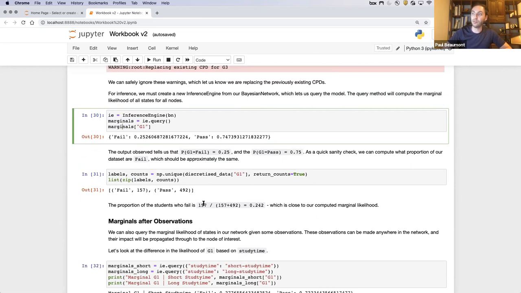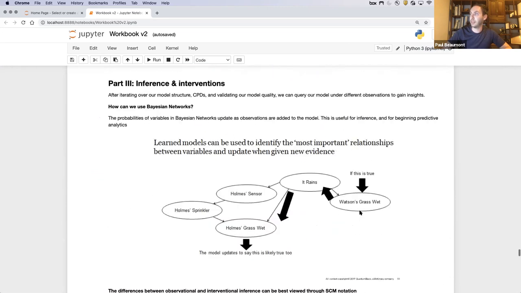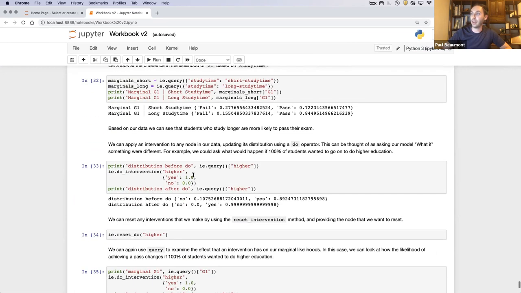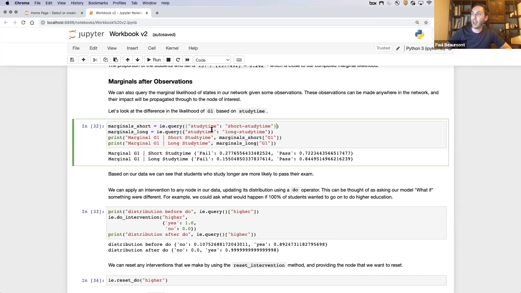The way that we do the observational, remember, is this one, right? We just pass into the query and say, okay, I have observed that the variable study time is short, or here, I have observed that the variable study time is long. And then we can see, how does this update the probabilities? So actually, if I study for a short time, my probability of passing is 0.72. If I study for a long time, my probability of passing increases to 0.84.